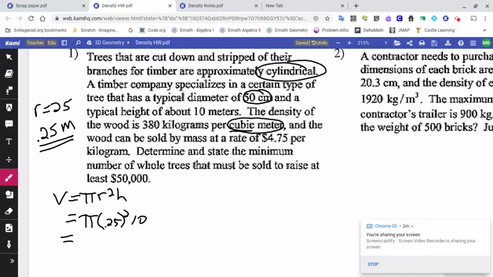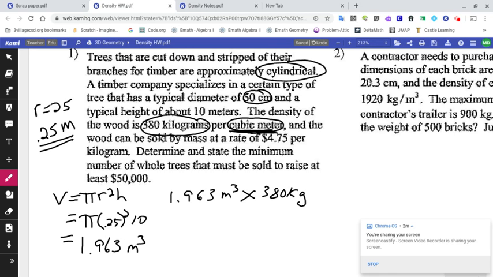That's going to give me every tree trunk is 1.963 cubic meters. That's one tree trunk. Okay. So this thing tells me its density is 380 kilograms per cubic meter. All right. So if I take 1.963 meters cubed and I multiply it by 380 kilograms, that's going to give me the total mass of one tree trunk.